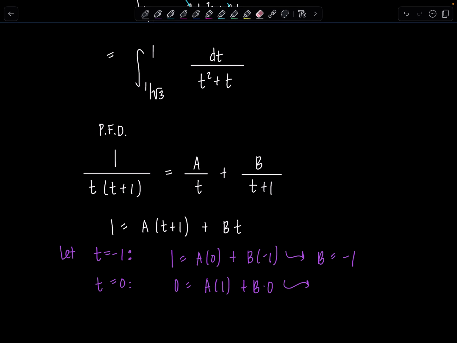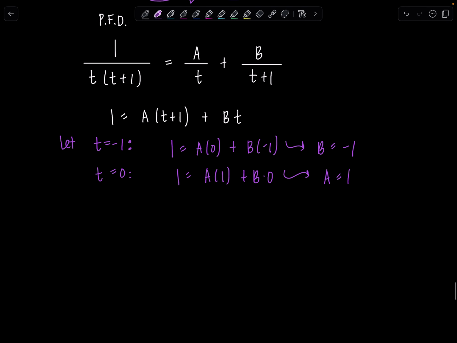Why did I write a 0? Oh, heavens. This is a 1. Excuse me. A is 1. Okay, and that works out lovely. I can rewrite my integrand using the partial fraction decomposition. So we have the integral from 1 over rad 3 to 1. A is 1, so 1 over t. B is -1, so I'm going to write minus 1 over t plus 1 dt. Good?